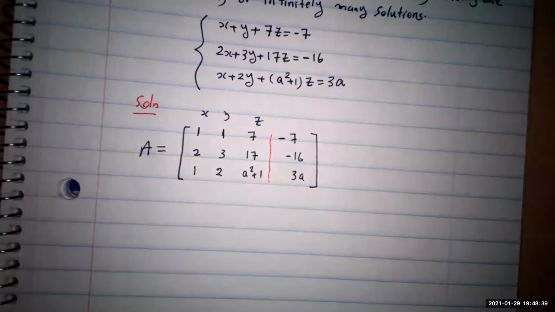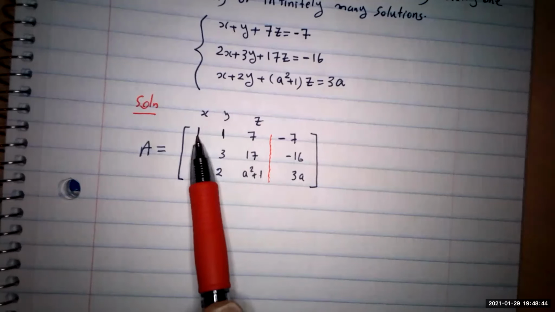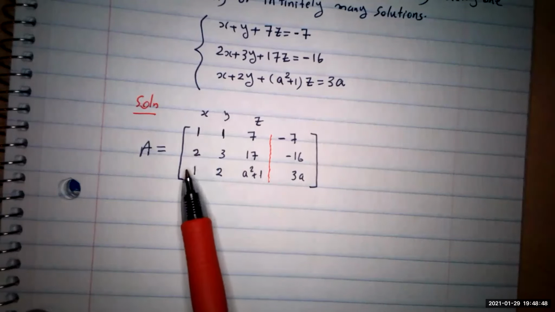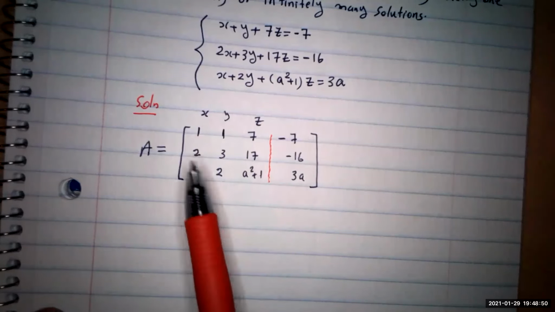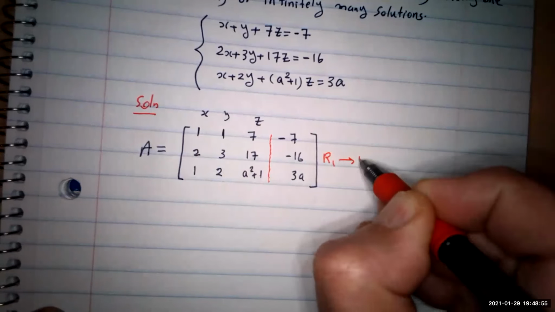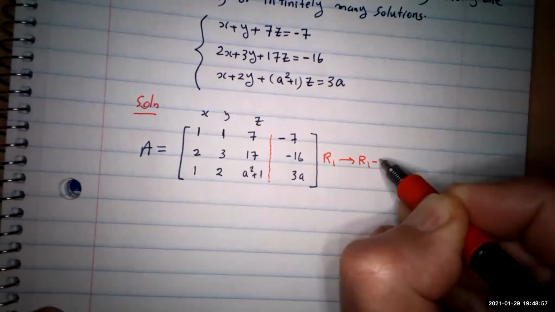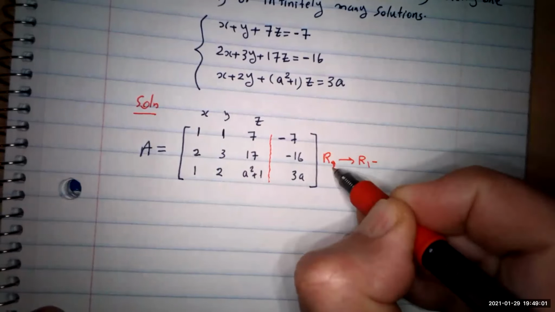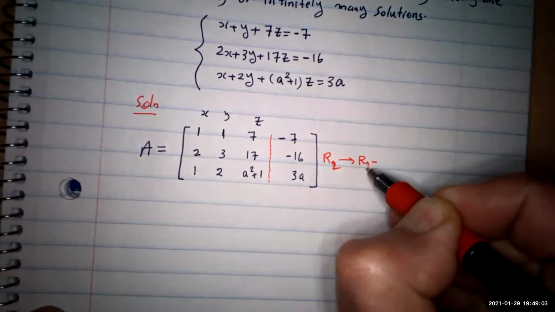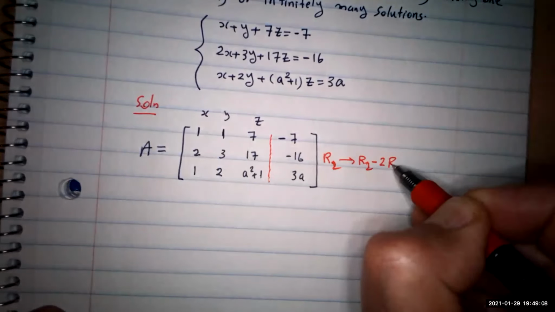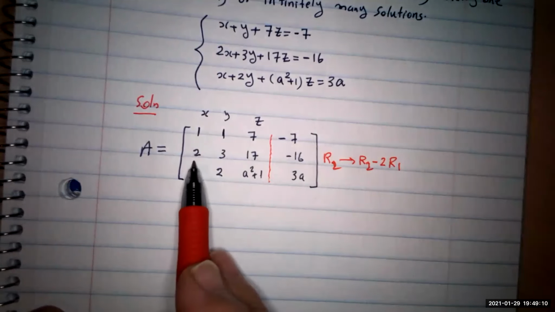We want to try to change it into the row echelon form. You already got the 1, so you have to get rid of this 2. To get rid of the 2, we get R2, the second row. So we keep the second row and subtract 2R1. 2R1 gives a negative 2.